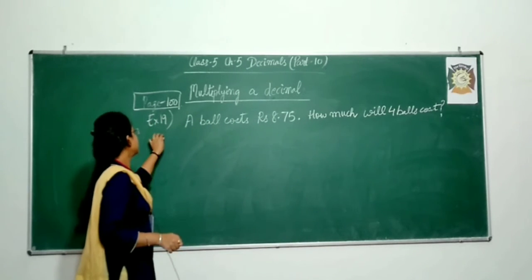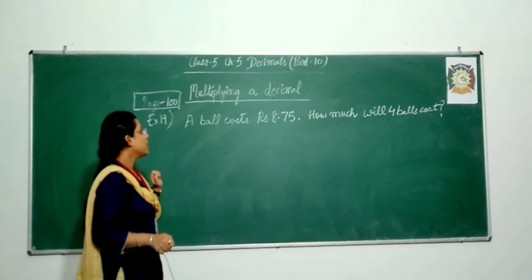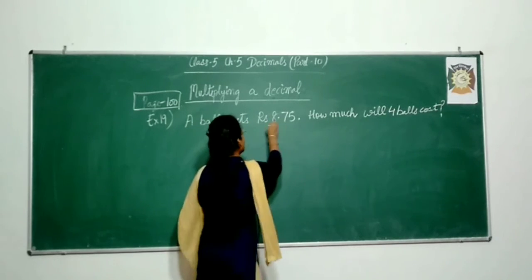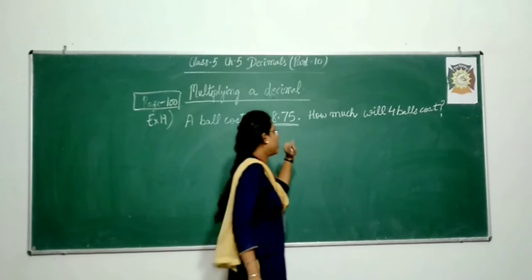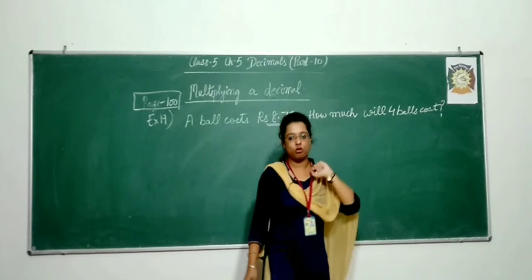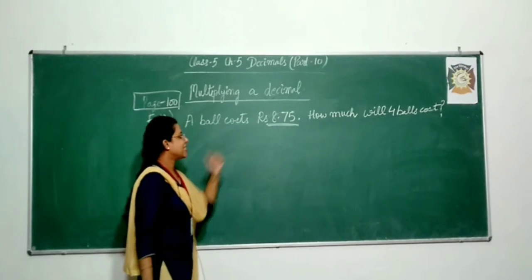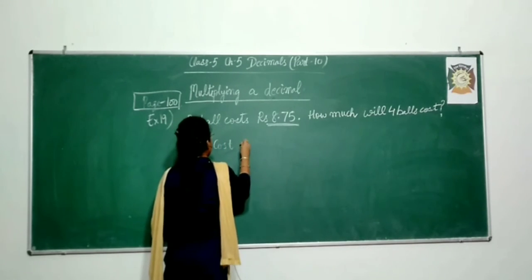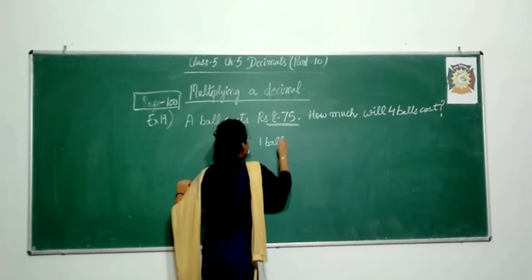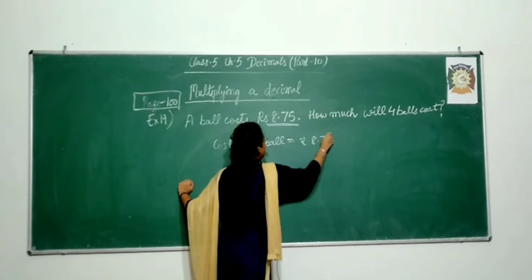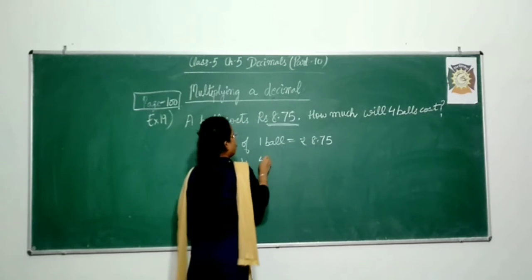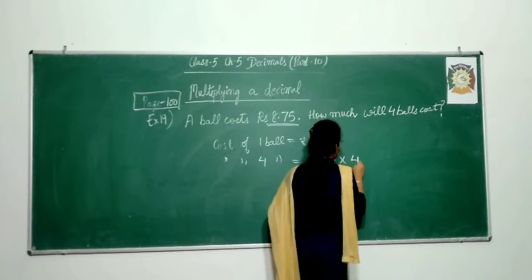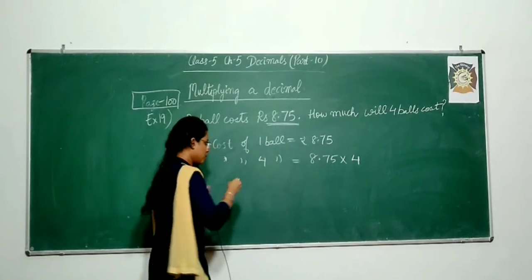For that I am taking example 19 given on page number 100 of your book, in which you are given that a ball costs rupees 8.75. The cost is in decimal number. And the question asked is, how much will 4 balls cost? So students, the cost of one ball is clearly given to you, that is 8.75. You will write cost of one ball equal to rupees 8.75, and you have to find the cost of 4 similar balls, and it will become 8.75 multiplied by 4.